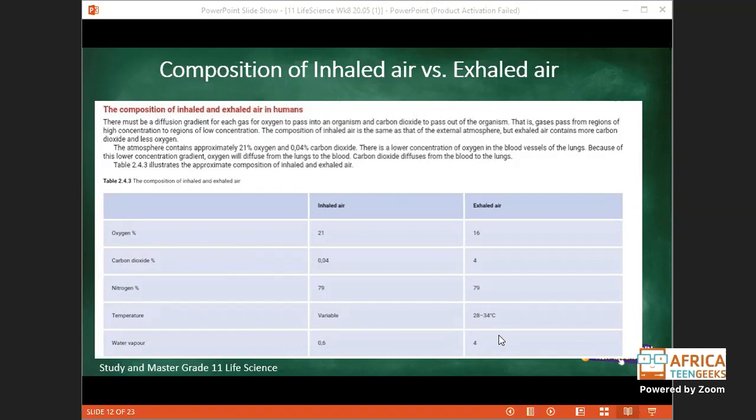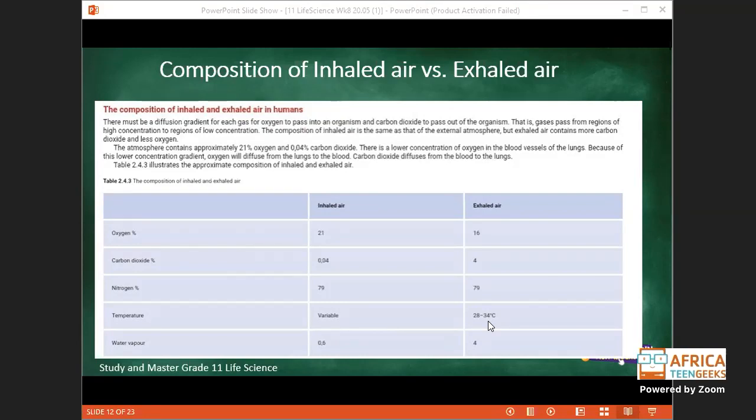Oxygen is 16%, carbon dioxide is 4%, and we can see an increase in carbon dioxide percentage as compared to the inhaled air. And then in oxygen, we see a decreased percentage, right? And then the nitrogen is 79% because our bodies do not use nitrogen in gaseous form. And then temperature is around 24 to 34 degrees.